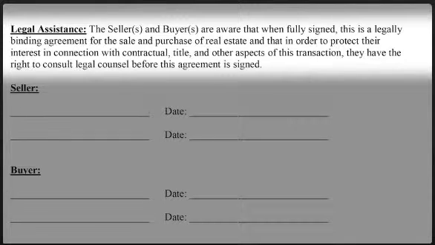Legal assistance. The seller and buyers are aware that when fully signed, this is a legally binding agreement for the sale and purchase of real estate, and that in order to protect their interest in connection with contractual, title, and other aspects of this transaction, they have the right to consult legal counsel before the agreement is signed. So if they want legal assistance, they can get it. You sign it and date it, they sign it and date it, and you're done.